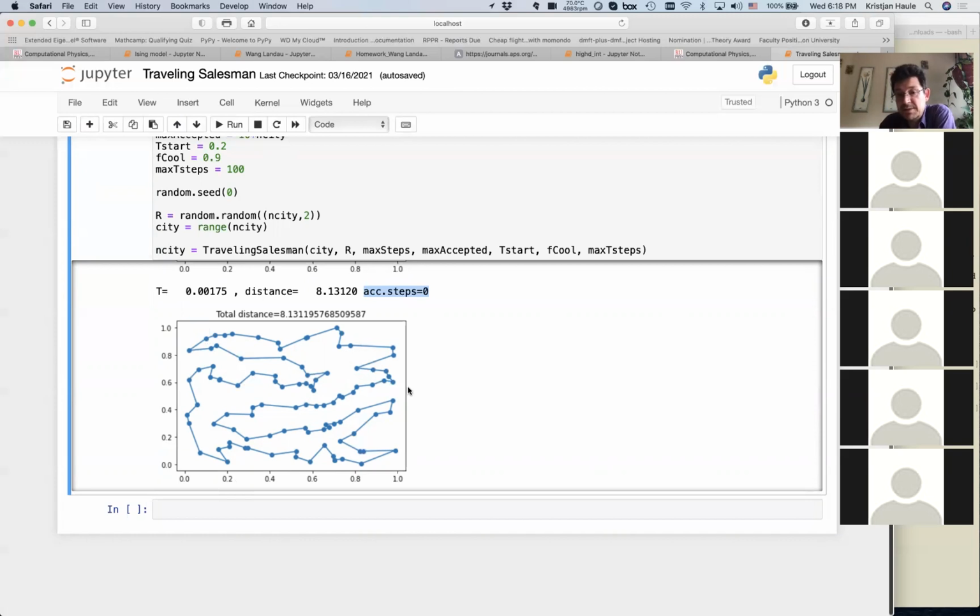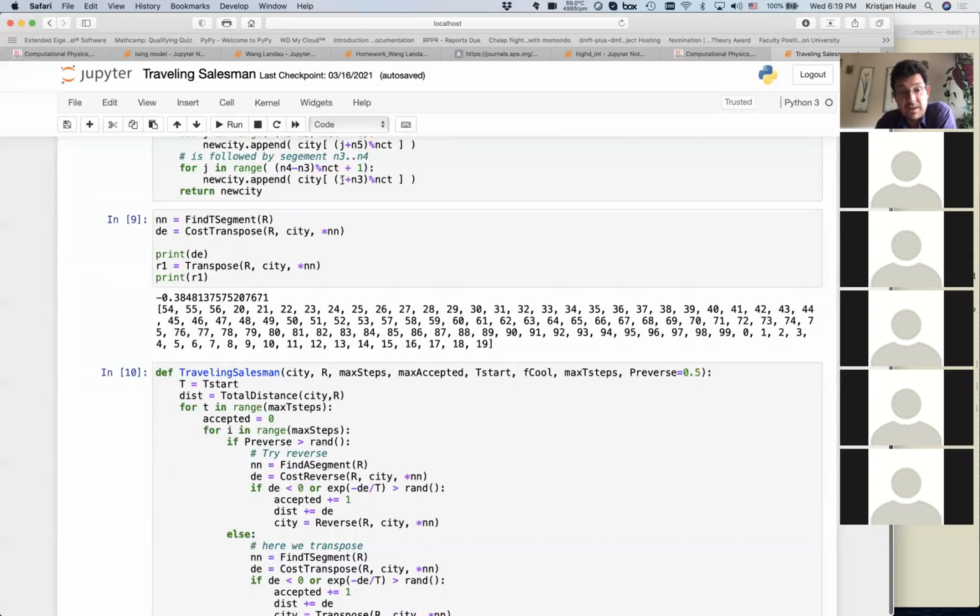Of course, not guaranteed to be the minimum. We would need to run way slower and longer if we want to have a better solution. But for practical purposes, such a solution is pretty good already. Okay. And as you see, it didn't take that much time. It wasn't that hard. Now, what are the moves?